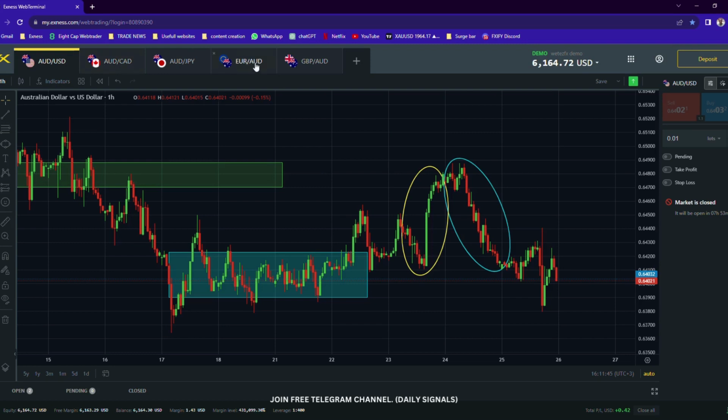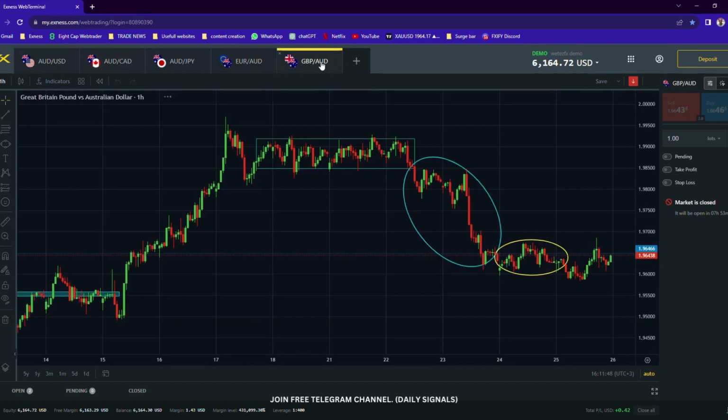And then when it comes to EUR AUD and GBP AUD, they are negatively correlated with the Australian dollar, because in these two pairs AUD is the quote currency, and in the other three AUD is the base currency. So every time AUD is the quote currency, that's a negative correlation. It means when AUD USD goes up, EUR AUD and GBP AUD will be going down, unless there is some major news on the Euro or on GBP that pushes the price.